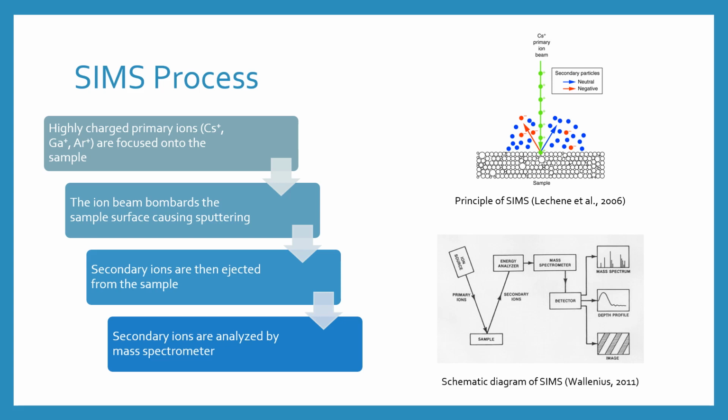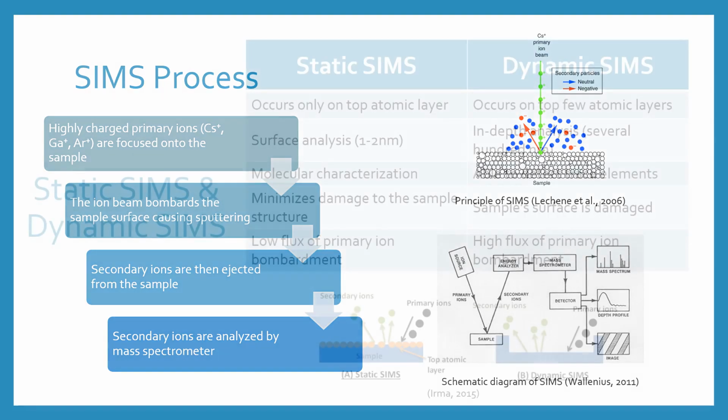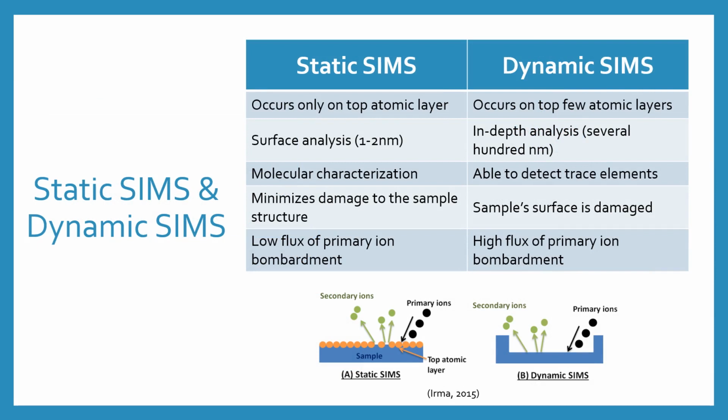It is important to note that the process takes place in a high vacuum environment to ensure the ion beam has sufficient energy to ionize the secondary particles from the sample. There are two modes of SIMS, static and dynamic. Static SIMS is the ejection of secondary ions from the topmost atomic layer, analyzing the surface of the sample up to 2 nanometers. Dynamic SIMS is the ejection of secondary ions from the top few monolayers due to the sputtering process, analyzing in depth up to several hundred nanometers.